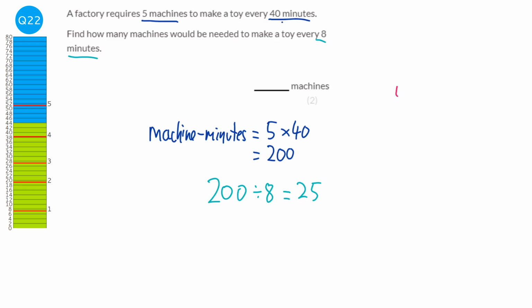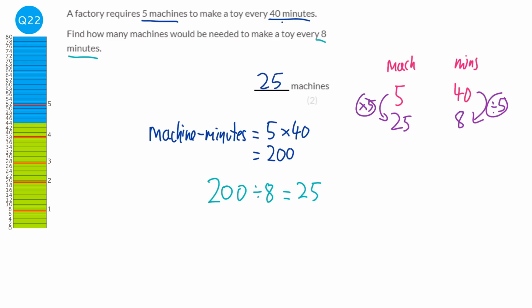And the logic here is 5 machines, so this is machines, and this is minutes, is 40. Then 8 minutes, if you think about it, we divide that by 5 to get to 8. And so if we divide the amount of minutes by 5, we actually times the amount of machines required by 5. So this is called an inverse relationship. So if one doubles, the other halves. If one is divided by 5, the other will be times by 5. So our answer here is 25 machines.